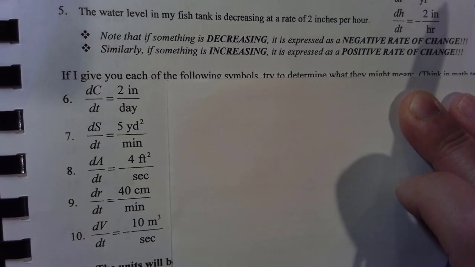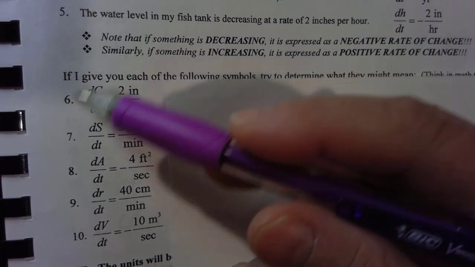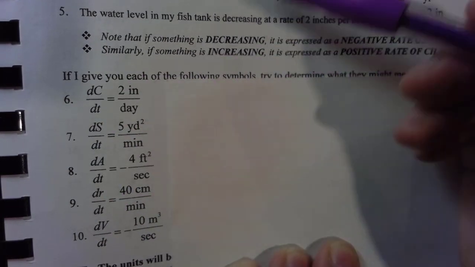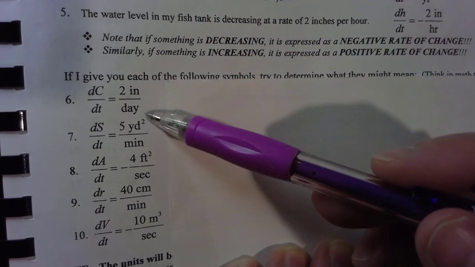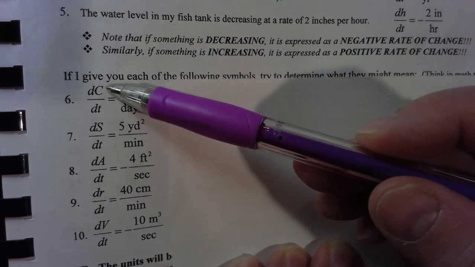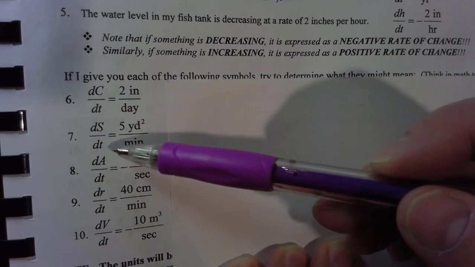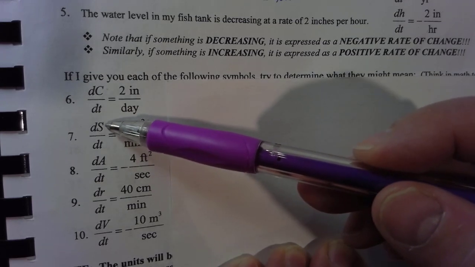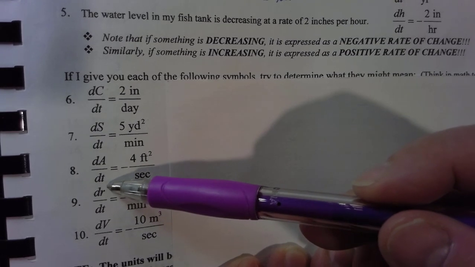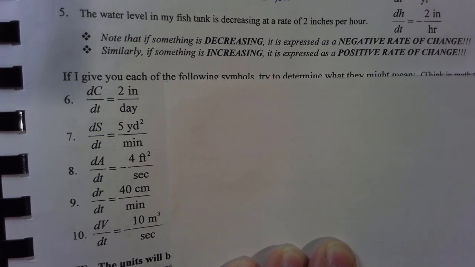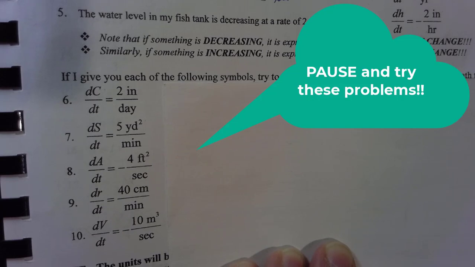So in these next 5 problems, take a minute and try to write out, you have the notation, try to write out or describe, like we had up here, what is going on. Capital C stands for circumference, capital S, surface area, R, radius. So pause and try it.